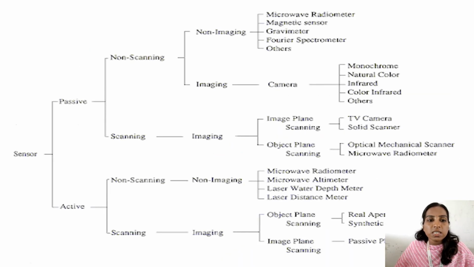As you can see in this image, this picture depicts the types of satellites coming under passive and active remote sensing for non-scanning and scanning sensors: monochrome, natural color, infrared, microwave radiometer, gravimeter, Fourier spectrometer. These sensors each have their own purpose. Let us discuss these types of sensors in detail in the next video.